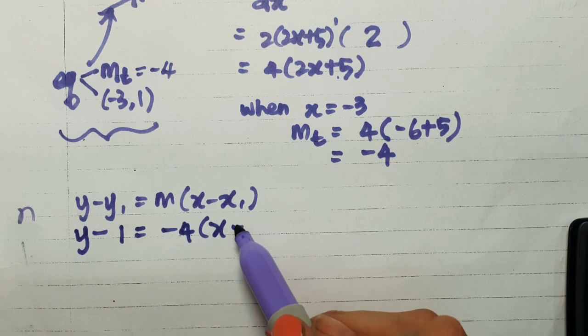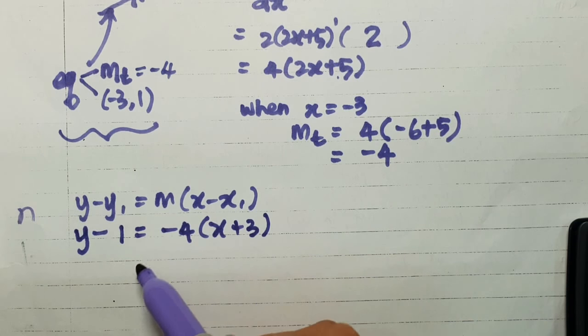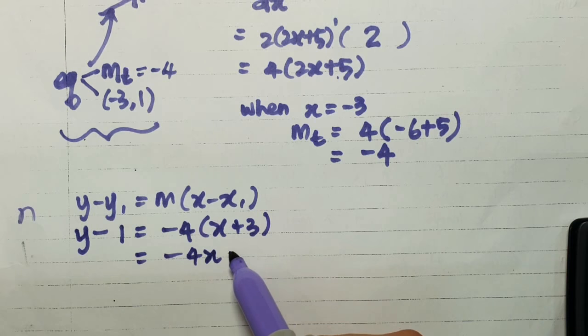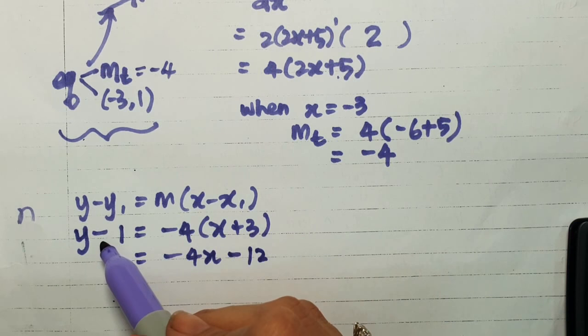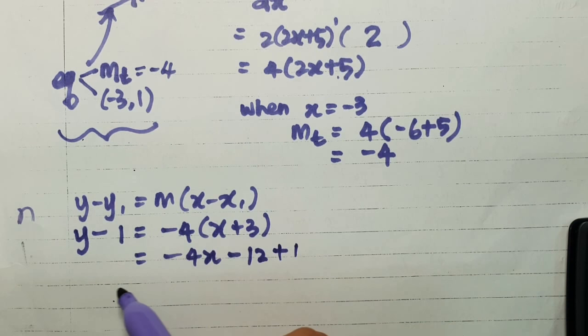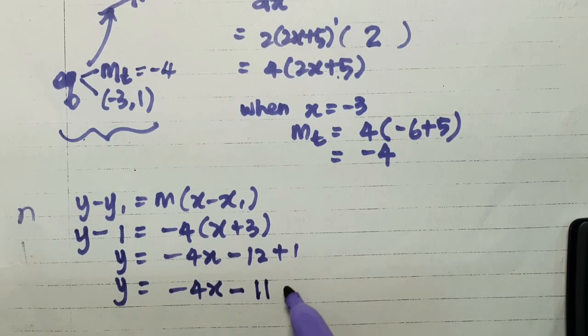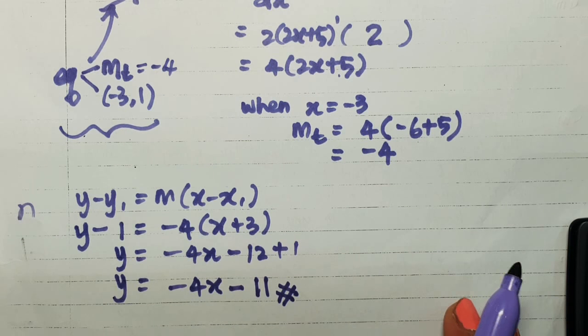So when you minus -3, it becomes plus 3. So over here we will have -4x. This one, -12. And then the -1 brought over becomes plus 1. So y will equal -4x minus 11. That is the answer for our question. The end.